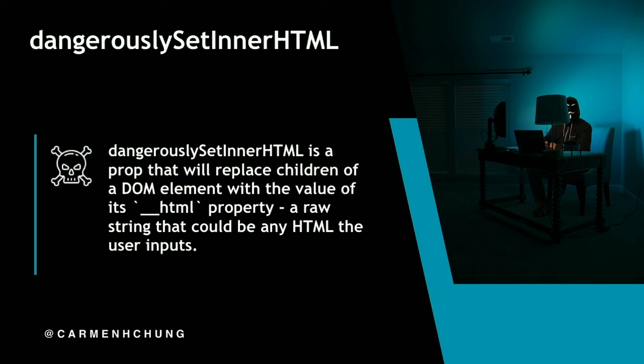Dangerously set inner HTML is a prop that will update the DOM by calling the native .innerHTML method on your DOM nodes, essentially replacing children of a React DOM element with a raw string that is passed from a user. And it's a raw string that could include any sort of arbitrary HTML, including script tags.